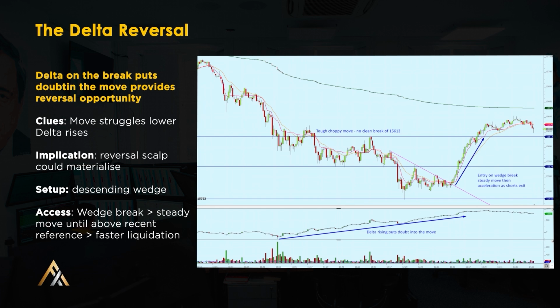So what delta is showing you is net buying. In this case, delta rising shows that there are actually more people buying into this move than selling.